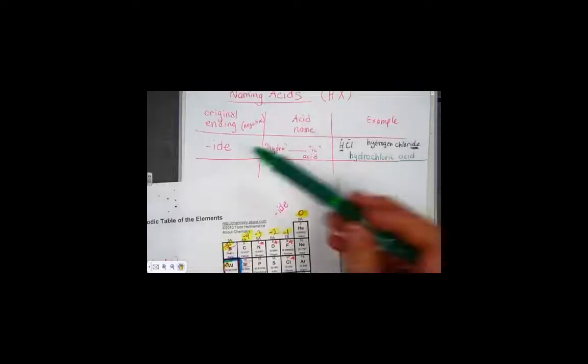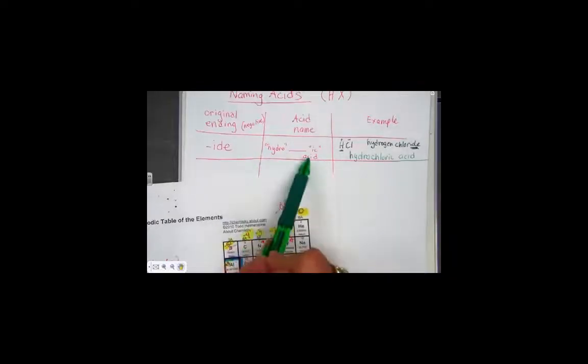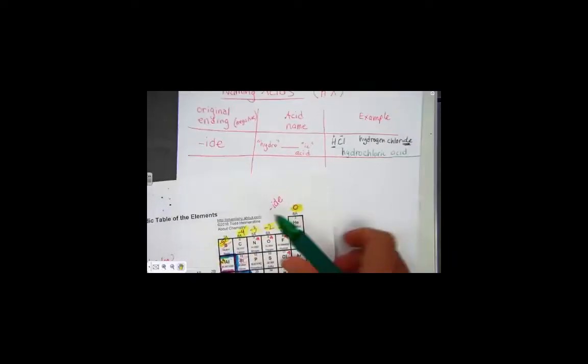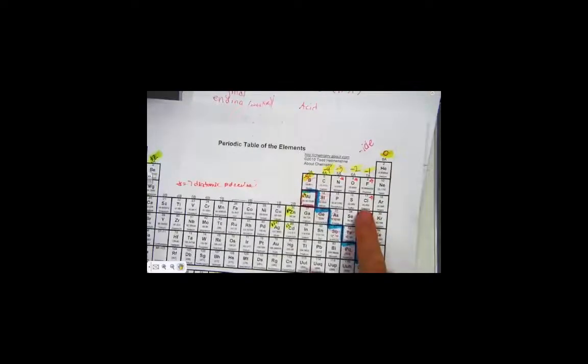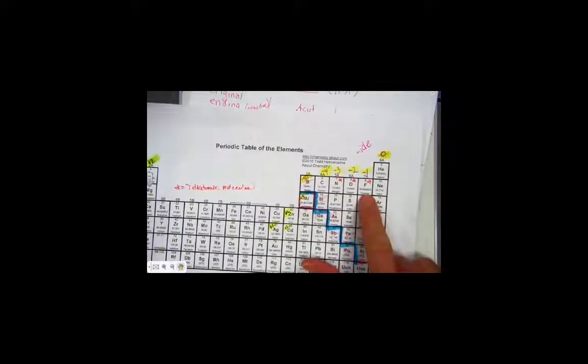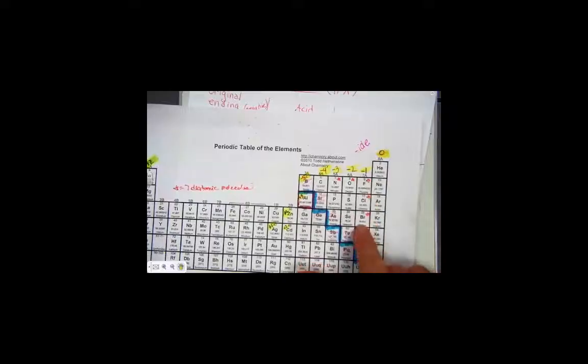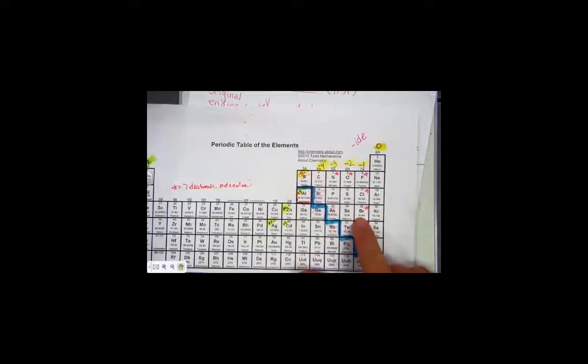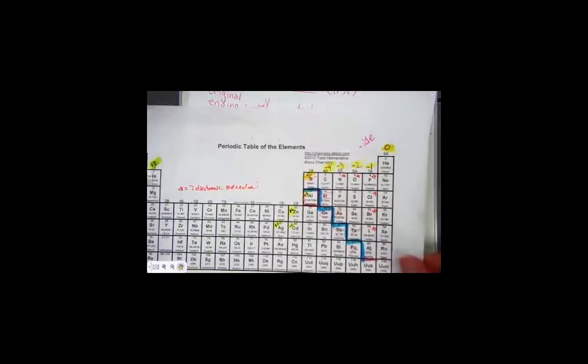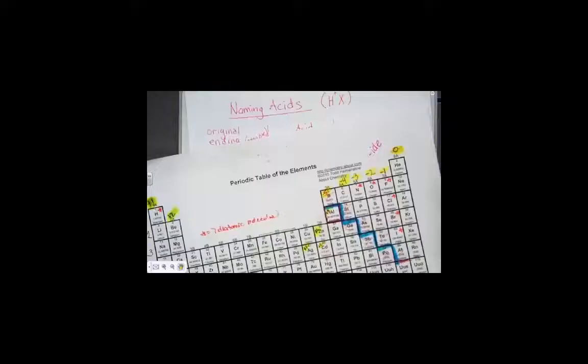If the original ending were IDE, hydro, root word, ic. Hydrochloric, HCl, hydrofluoric, HF, hydrobromic, HBr, hydroiodic, HI, hydrosulfuric, H2S, balancing charge, and so forth. Hydro, root word, ic.